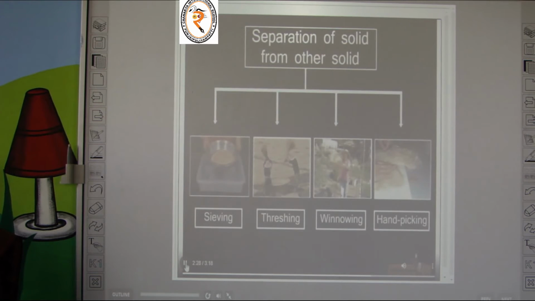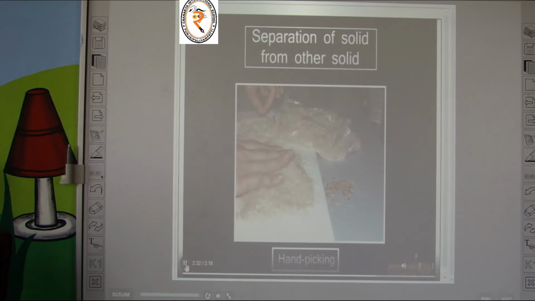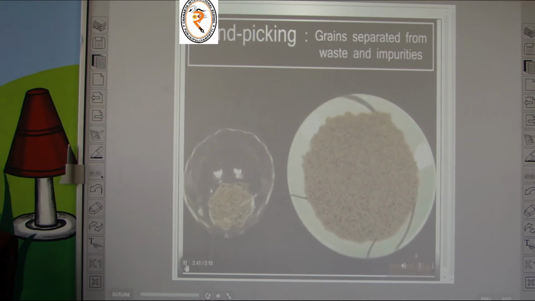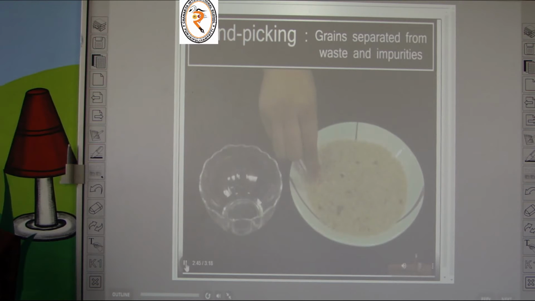Hand picking is a very common method used for separating components of mixtures of solids. This method involves picking out substances by hand and separating them from others. The substances being separated may be undesirable substances like pieces of stones and rice. These undesirable substances are different from the rice in color and size. These substances could also be useful.